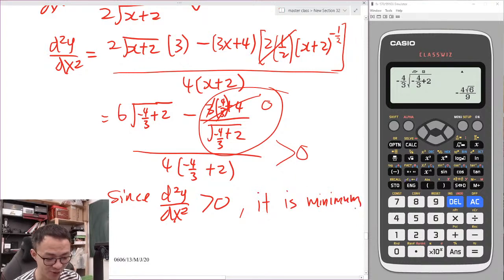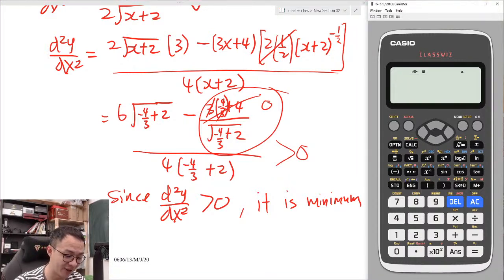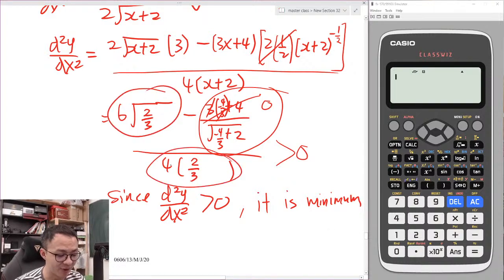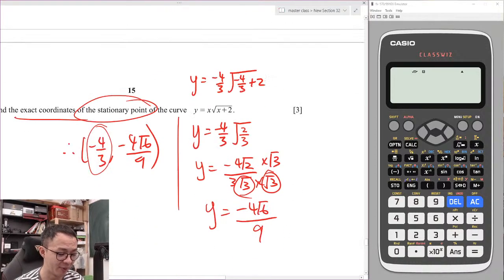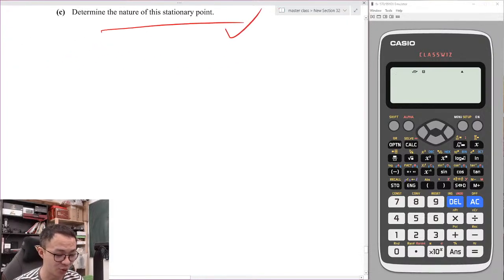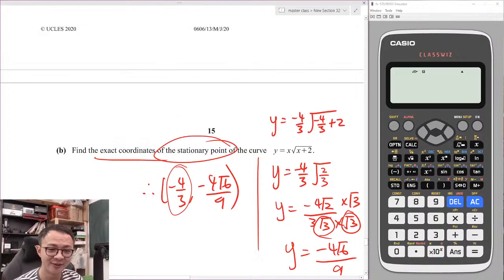Of course, a lot of students might think, how do I know it's positive? Because inside here, if I solve it, I will get positive 2 over 3. A positive number divided by a positive number is definitely a positive number. So I know my final answer is positive. When the second derivative is positive, I know it is the minimum coordinates. Then I solve the determine the nature, 2 marks. And I'm done.